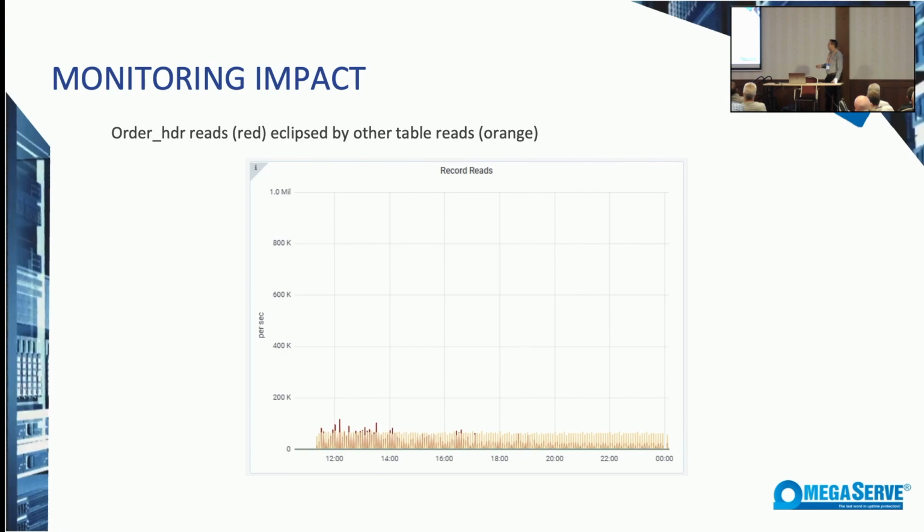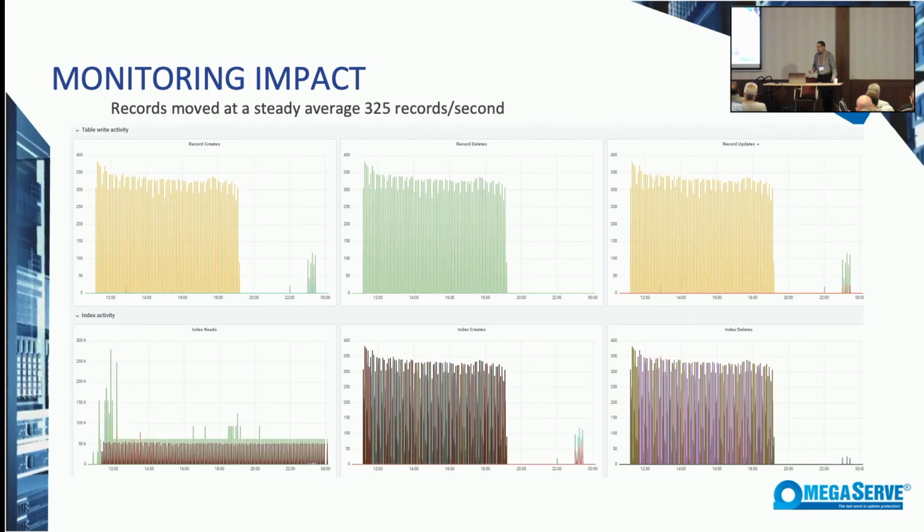Although we were doing this, the majority of the activity wasn't even with that order header table, so it was eclipsed by other tables that you could see here in orange. Behind there is the order header table, but it wasn't even the busiest table. So in terms of impact, it was pretty minimal, which we found out. We could see here our table reads, creates, and index creates, deletes, more or less at around 325 records per second, and it was pretty steady throughout.